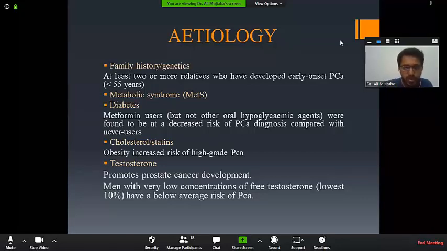Obesity also increases the risk of prostate cancer. It is also observed that in patients who are on statin therapy, the risk of prostate cancer is reduced. Testosterone promotes prostate cancer development. Studies show that men with very low concentration of testosterone have a below average risk of prostate cancer.